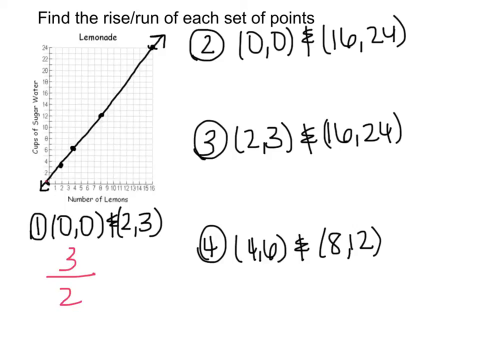We're going to start at 0, 0 again, and we're going to go up to 16, 24, so we are going to go up 24 spaces, and we are going to go over from 0 to 16. And if we reduce that, we can reduce it by 8, because that is the greatest common factor. 24 divided by 8 is 3. 16 divided by 8 is 2. And we have 3/2. So now let's look at the next one.